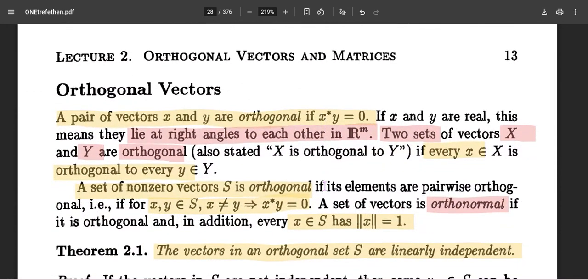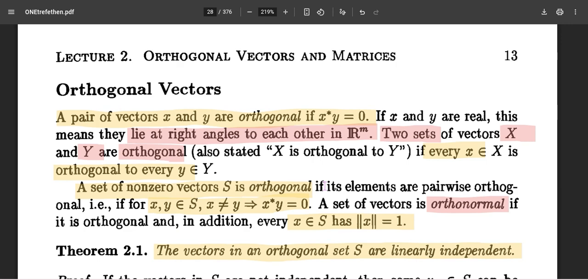Now we come to the concept of orthogonality. What is meant by orthogonality of vectors? Let us take two vectors x and y in an n-dimensional space. If the inner product is 0, it means that x and y are orthogonal. In a geometrical sense, it means that the angle between these two vectors is a right angle.